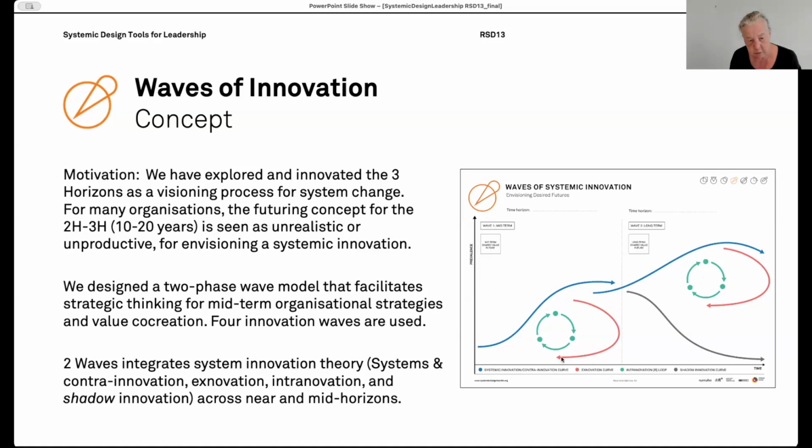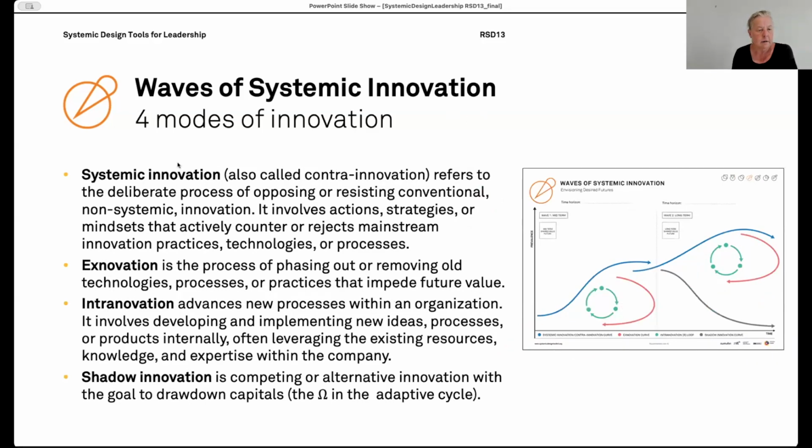The red one is what we call exnovation. The green one is intra-innovation. And then the gray one is shadowing of innovation. And so these are the explanations of the four waves.